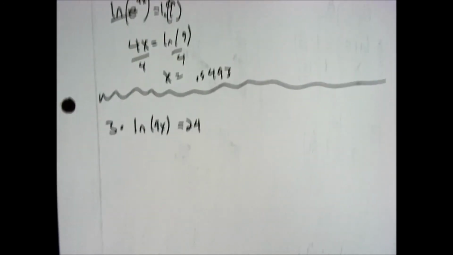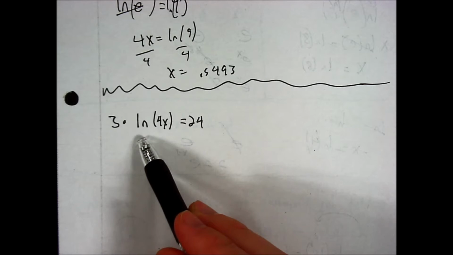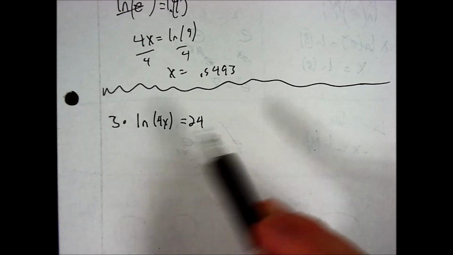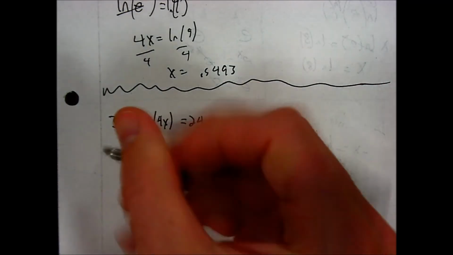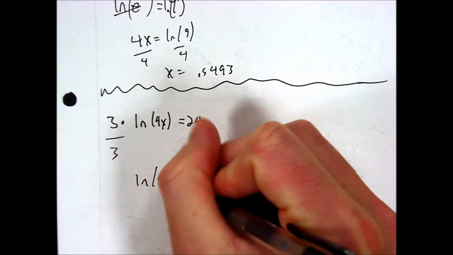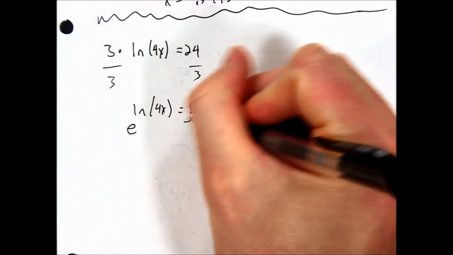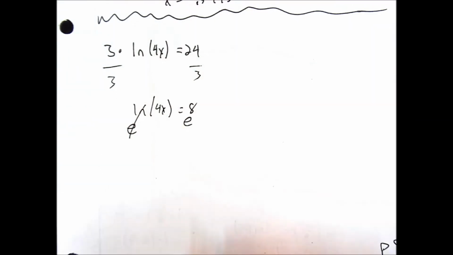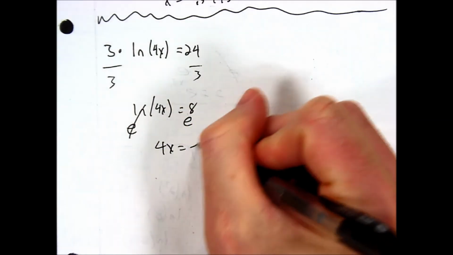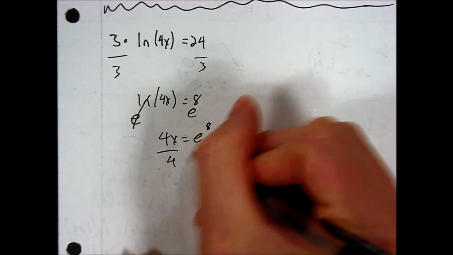This one's already got the natural log in it, so the long-range thought process here is we're going to get rid of it using e. We have to get this by itself first, so let's divide by 3. Now to get rid of natural log, we raise each side as a power of e. 4x equals e to the 8th. And again, we're left dividing by 4 at the end.